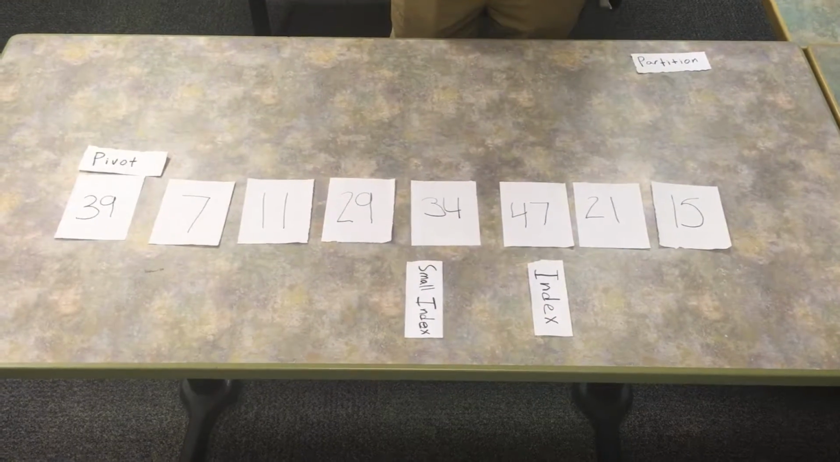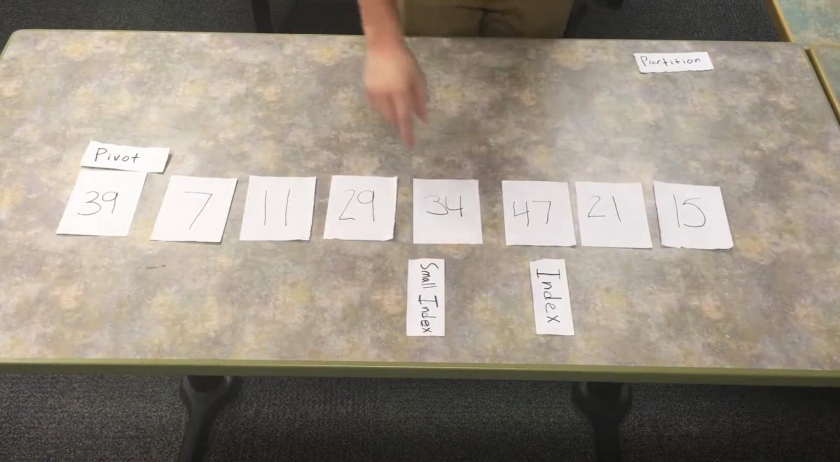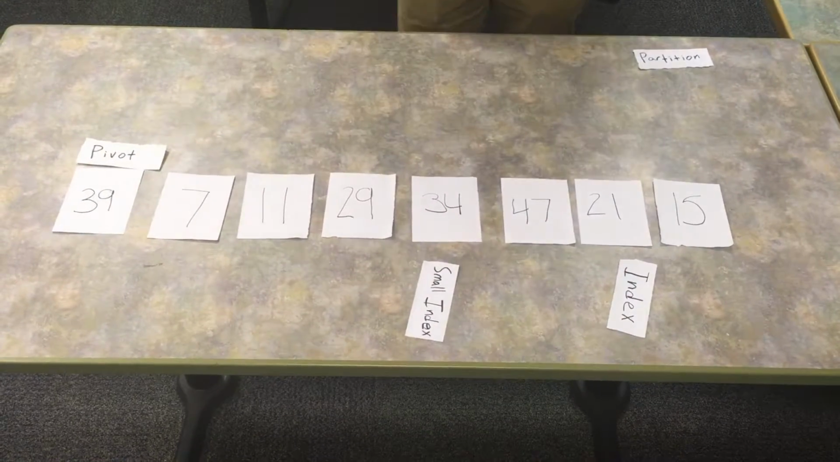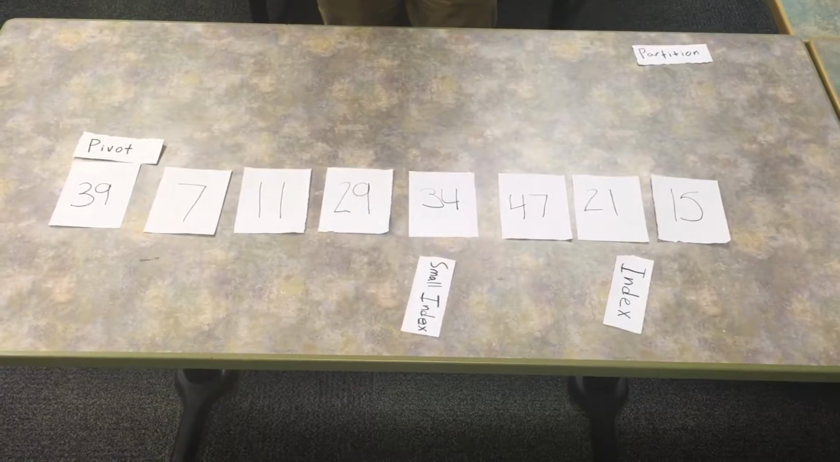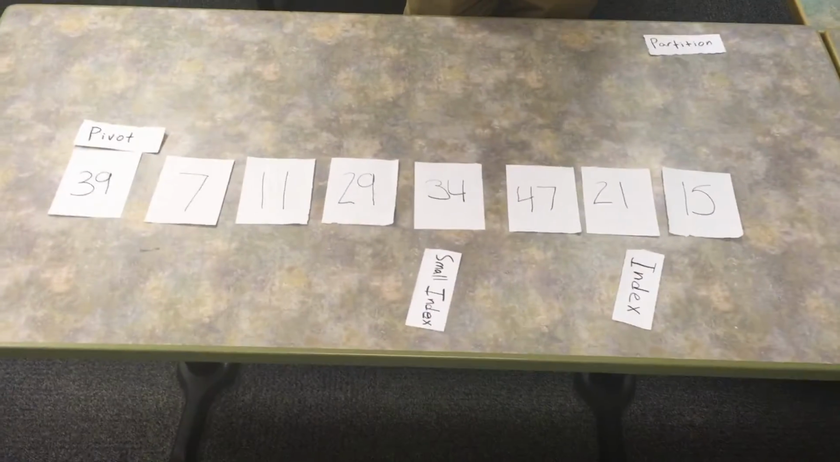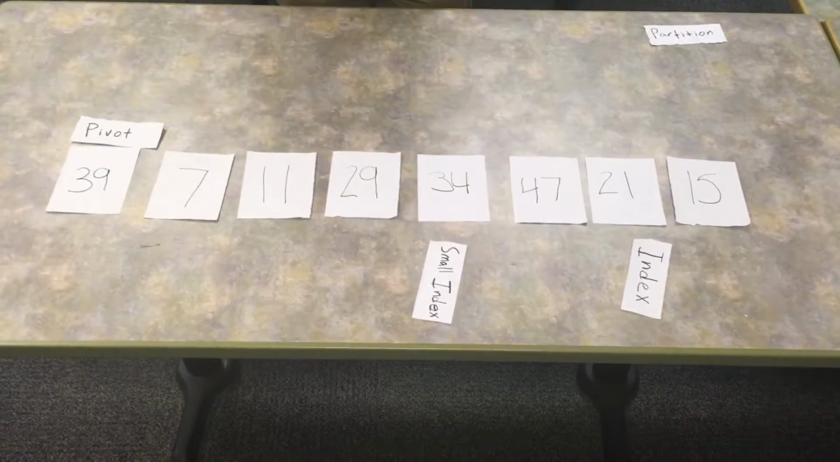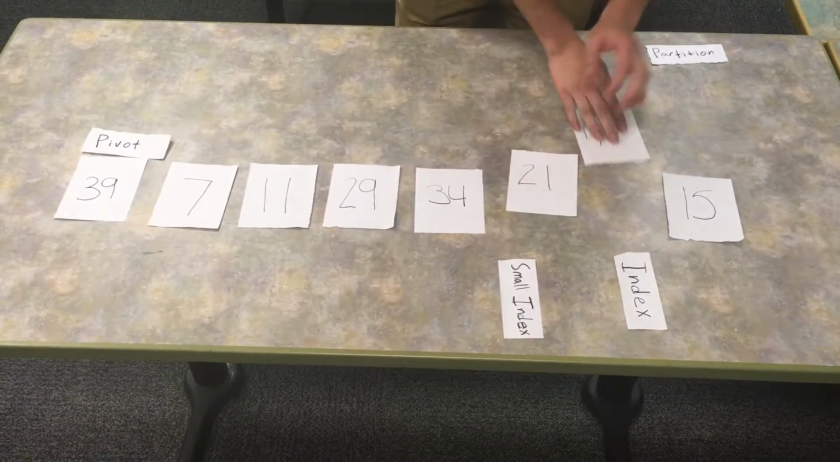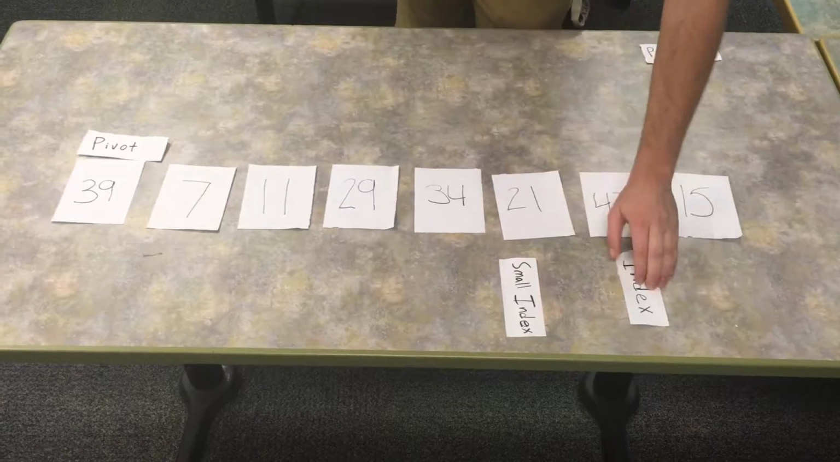Alright, now we get some change. Is 47 smaller than 39? No. So we don't move this. It stays at 34. And we increment our index. Alright. Is 21, that's a 21. It's upside down, looks like 12. Anyways, is 21 smaller than 39? Yes. So we increment our small index and switch the index and the small index. Alright, then we increment our index.